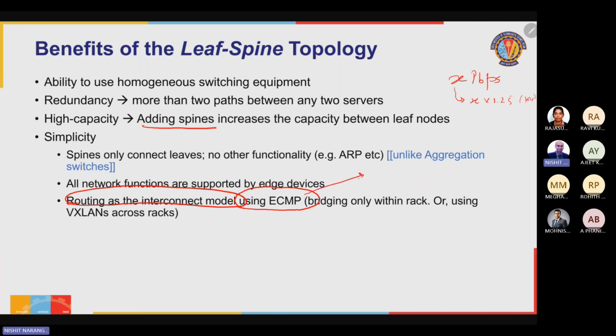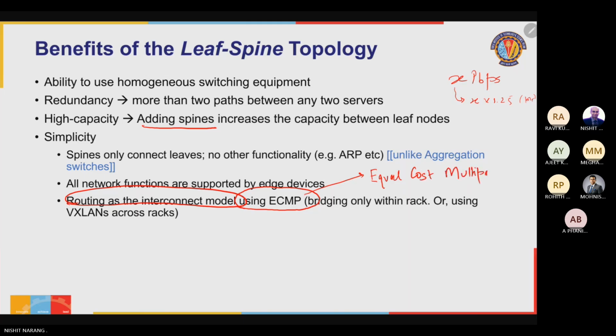What is ECMP? ECMP is a protocol that can be used complementarily alongside other routing protocols. It's called equal cost multipath protocol.